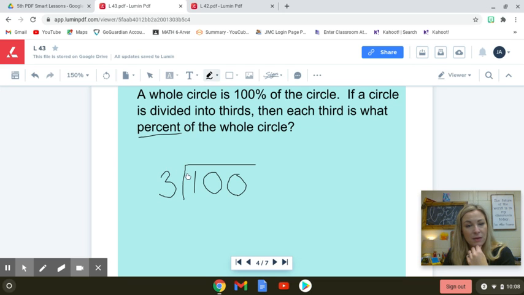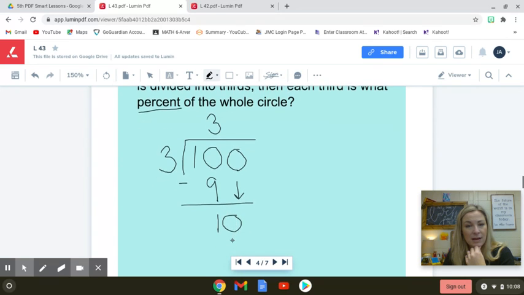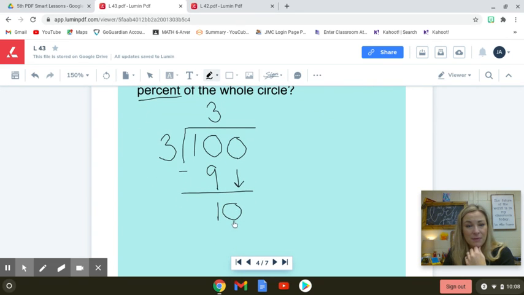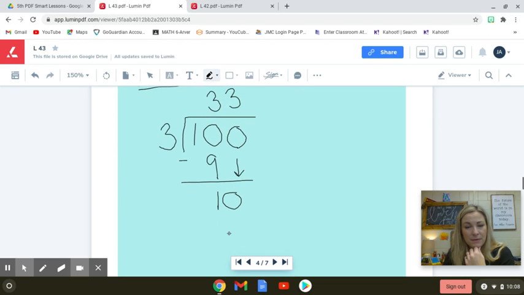Well, can 3 go into 1? No. Can 3 go into 10? Yes. 3 can go into 10 3 times. 3 times 3 is 9. 10 minus 9 is 1. We have another spot to fill here, so that's why I started to bring down my 0. I'm going to bring down my 0 here. I have the exact same problem I just did. Can 3 go into 10? Yeah, 3 times. 3 times 3 again is 9.